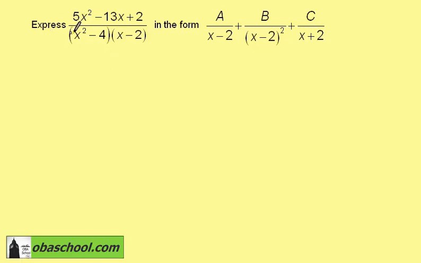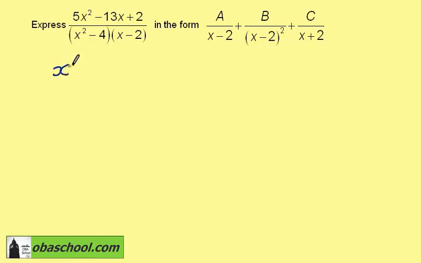We want to express (5x² − 13x + 2) over (x² − 4)(x − 2) in the form a over (x − 2) plus b over (x − 2) all squared plus c over (x + 2).